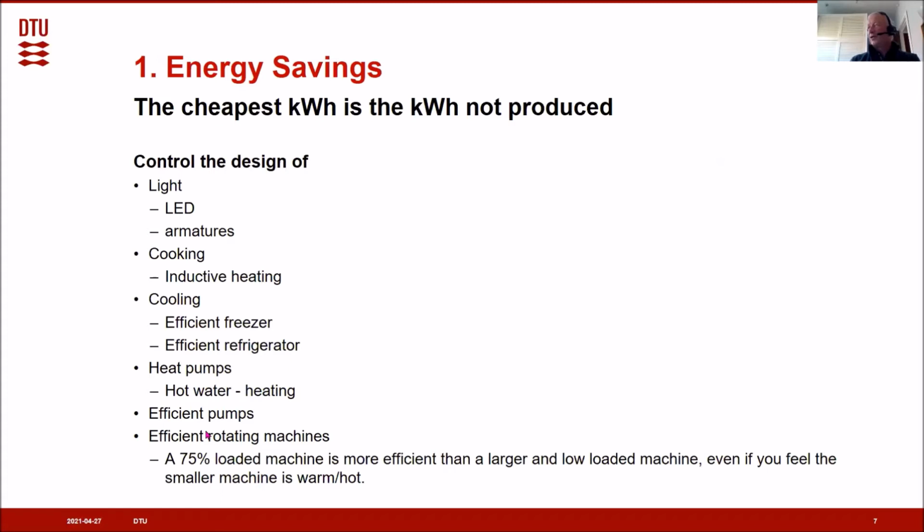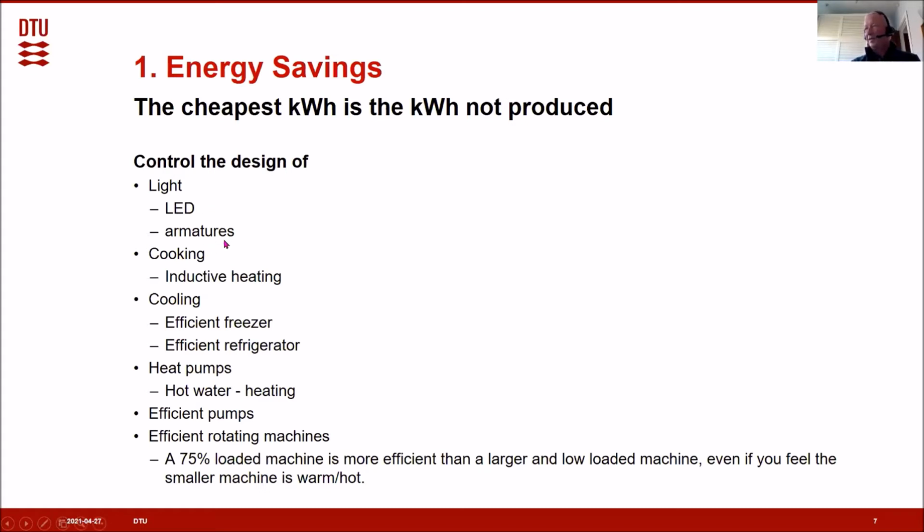Then I will continue with these 5 steps in how to introduce renewables in small off-grid or isolated systems. First of all, you must look at energy savings, because the cheapest kilowatt hour is the kilowatt hour not produced. So is there any possibilities for reducing your load? Then do that first before you are investing in renewables.